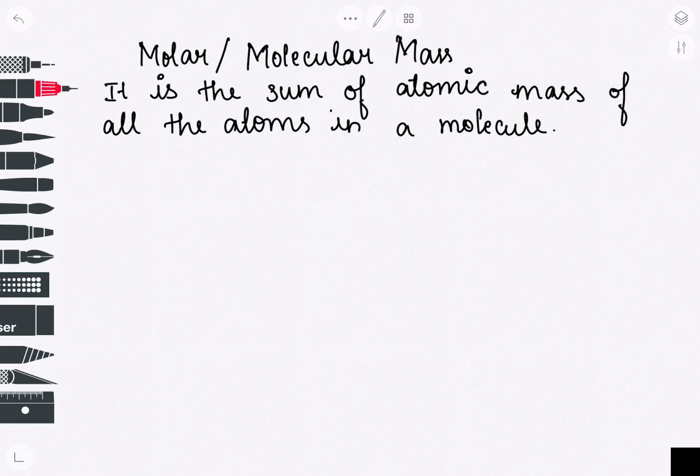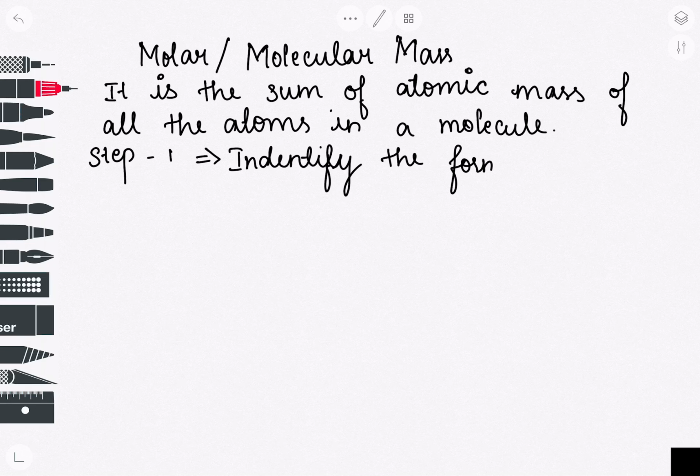To calculate it, we'll see 5 easy steps so that it will be easy for us. Step 1 is identifying the formula of the compound. That is the first step.